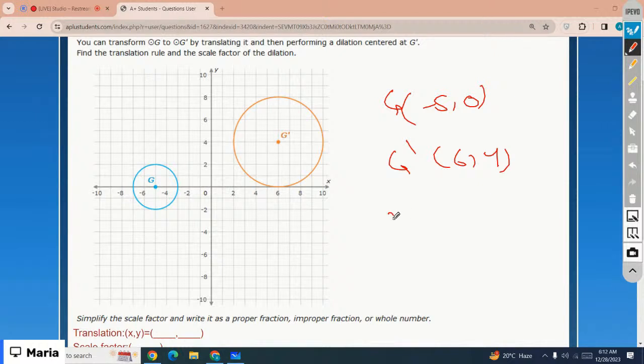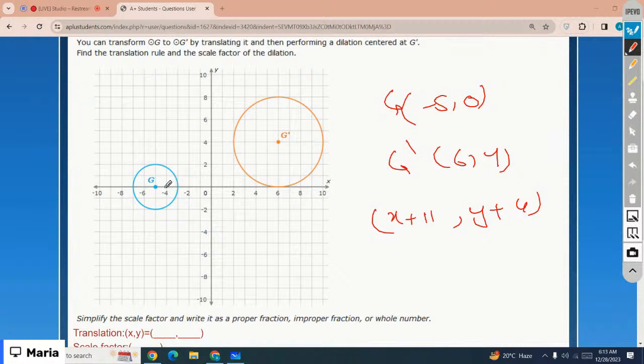Let's see what the translation is. For X, you moved from negative 5 to 6, right? That is X plus 11. And for Y, you move from 0 to 4, that is Y plus 4. So that is the translation.